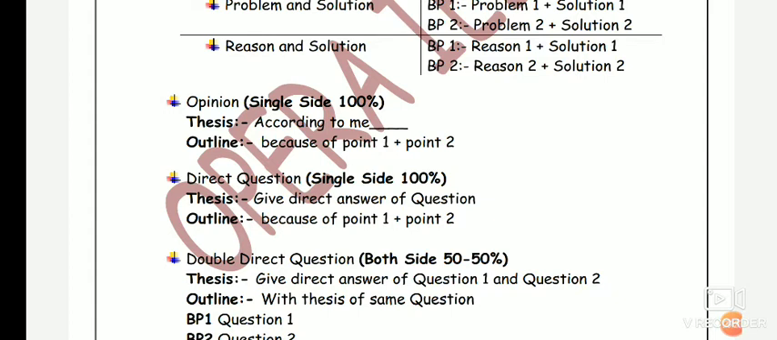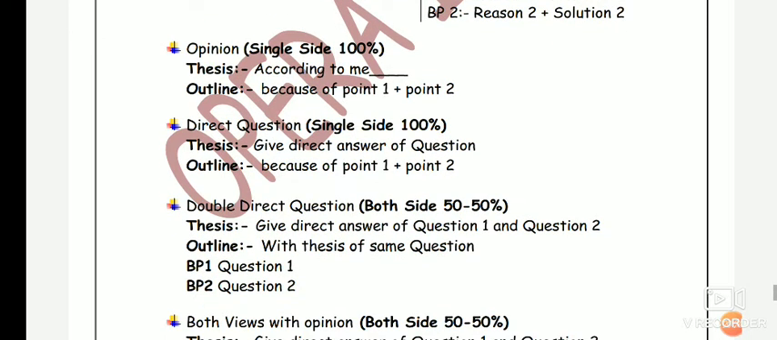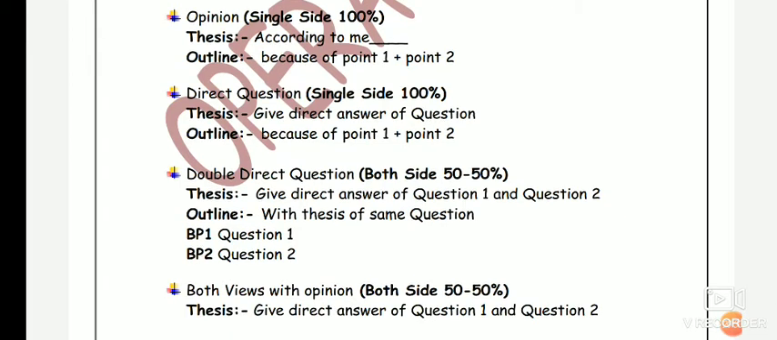Now coming to another category, which is the direct question. And the direct question is that they will be asking you a particular question. Like you can imagine they will say, what are the reasons for increasing pollution nowadays. So this is a question and you have to just give a direct answer for it. Like in the thesis line also give a direct answer to the question, whatever the question will be, then in the outline point 1 and point 2, and describe point 1 in BP1 and point 2 in BP2.